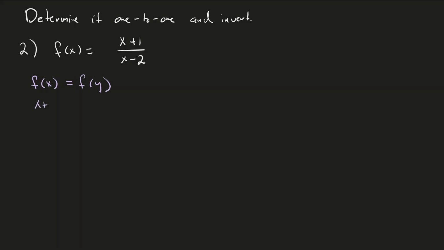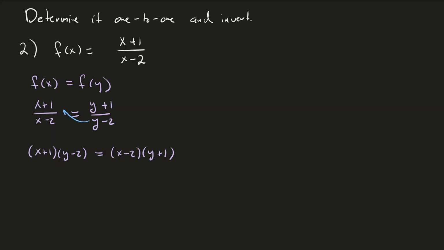So then we get (x plus 1) divided by (x minus 2) is equal to (y plus 1) divided by (y minus 2). And then you go like, there are fractions of fractions. So what I'm going to do is the little cross multiplying. So in this case here, we get (x plus 1) times (y minus 2) is equal to (x minus 2) times (y plus 1). So I multiplied this up to here and that up to here. Really I multiplied both sides by a common denominator of (x minus 2) times (y minus 2).